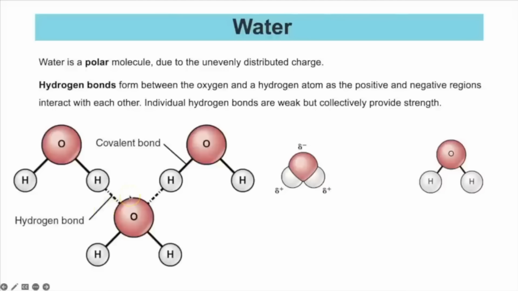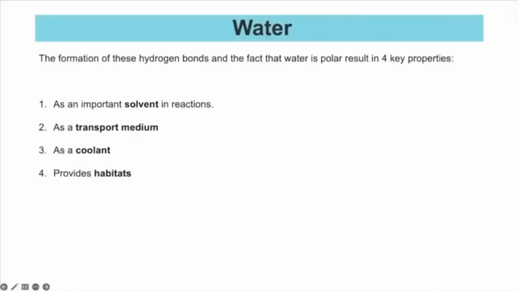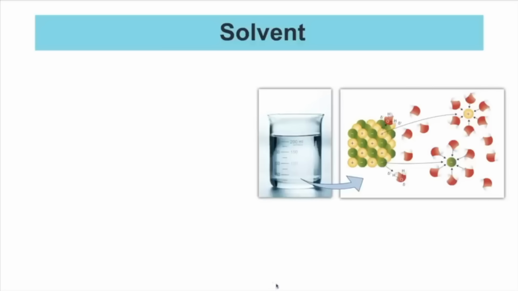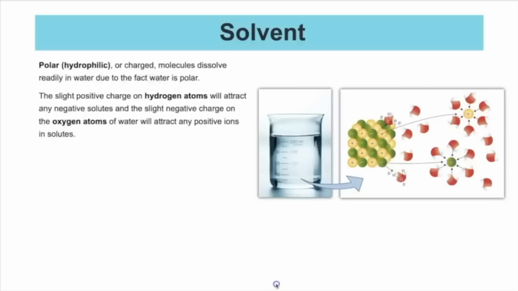And a hydrogen bond is actually pretty weak in terms of bonds, but collectively they do provide quite a lot of strength. And it's that structure and those hydrogen bonds which form all the different properties of water that we're going to have a look at. So these are the four that you need to know: as an important solvent in reactions, a transport medium, a coolant, and for providing habitats. So let's take a look at the details for each one, starting with water as a solvent.